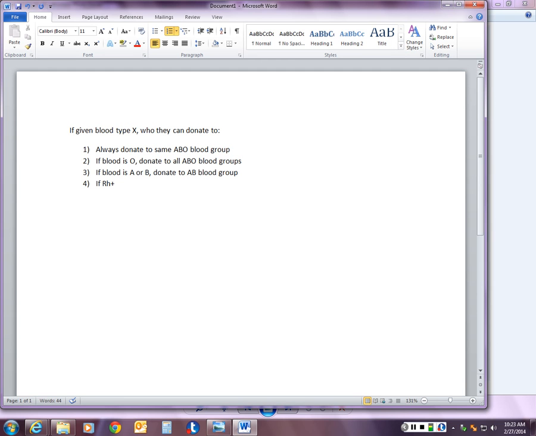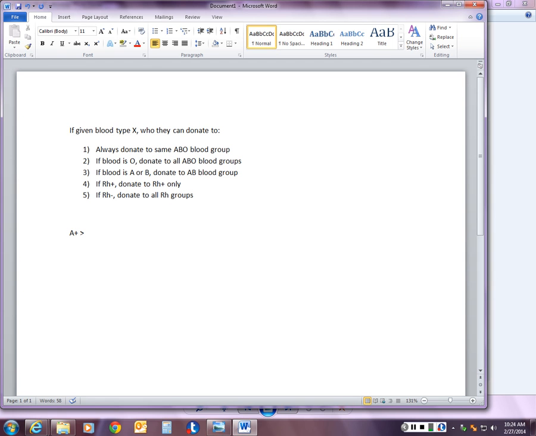Rule 4: if you are Rh positive, you can only donate to people whose blood is Rh positive. But the 5th rule says if that person is Rh negative, you can donate to all Rh groups. It doesn't matter whether the recipient is positive or negative if the blood that you're giving them is Rh negative. So let's work a couple of examples. The first one is an individual who is A positive, and we want to figure out who they can donate blood to.